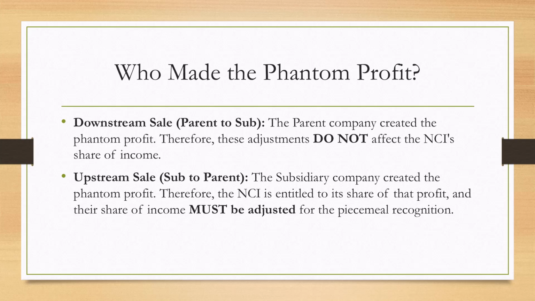However, if it was an upstream sale from the sub to the parent, then the subsidiary created the profit. Since the NCI owners have a claim on the subsidiary's profits, their share of income must be adjusted. This distinction is one of the most frequently tested topics in advanced accounting.